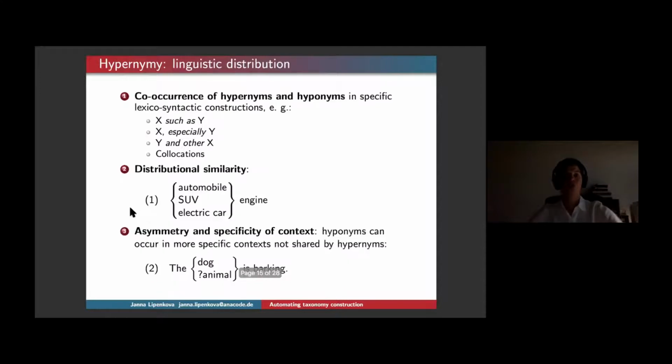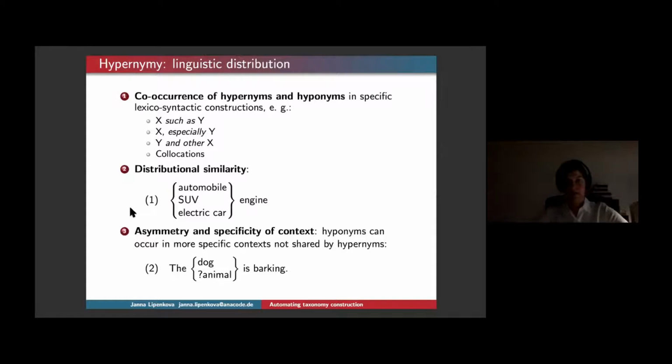And now to the linguistic properties and the linguistic distribution of hyperonymy. So this slide is actually key because it shows 3 points in the linguistic properties of hyperonymy, which we will also pick up later when I present the approach. So the first point, the one that's the easiest to capture, is basically that hyperonyms and hyponyms often co-occur in quite narrow context windows, and also in specific lexicosyntactic constructions. So we have patterns like X such as Y, so birds such as penguins, X especially Y, Y and other X, and so on. And in a more general sense, we also have the collocations.